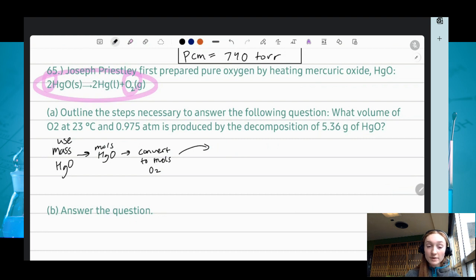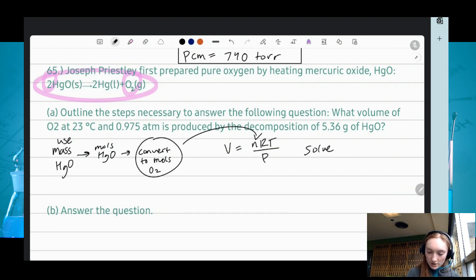And since we're solving for the volume, the equation will be V equals nRT over P. And so we will put the number of moles of O2 as n right here, and then we solve it because we have all of the other variables. We have the temperature, we have the pressure, and we have the constant value. So now let's solve that.